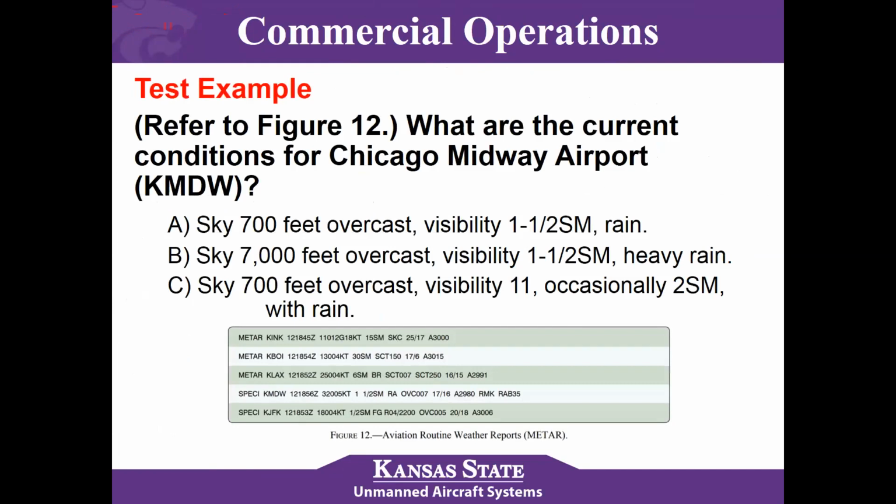The next one is a weather question. It says refer to figure 12. What are the current conditions at the Chicago Midway Airport? Figure 12 is the box listed down at the bottom, kind of a greenish tan and white. So again, it's all about deciphering the information you see down there and making it useful. So it's figuring out which one is the Chicago Midway Airport, KMDW, and then what are the actual conditions forecasted and listed out for that airport.